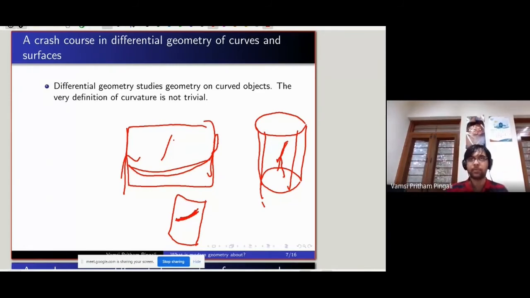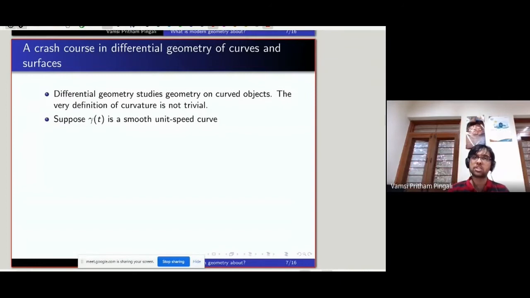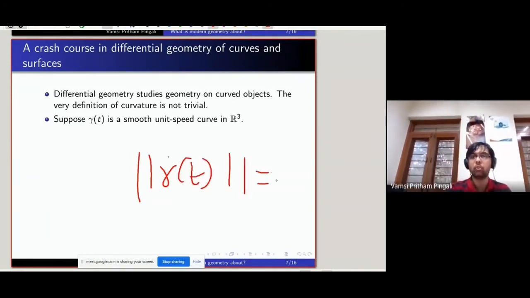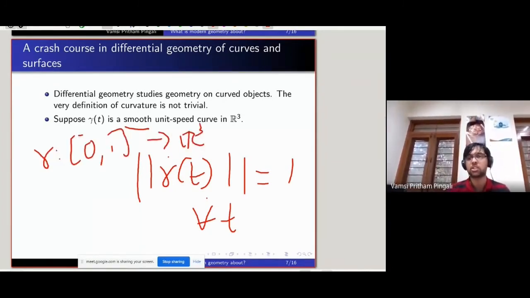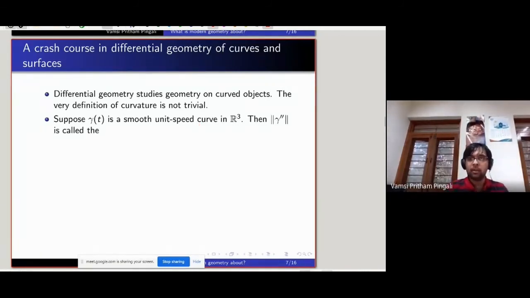So what do I mean? Suppose gamma is a smooth unit speed curve in R^3. What does unit speed mean? That means the velocity has magnitude 1 for all time. Smooth means that it's differentiable as many times as you want. That means gamma is simply a function from [0, 1] to R^3, which is differentiable as many times as you want, and its speed is 1. Then gamma prime is the velocity, gamma double prime is the acceleration.